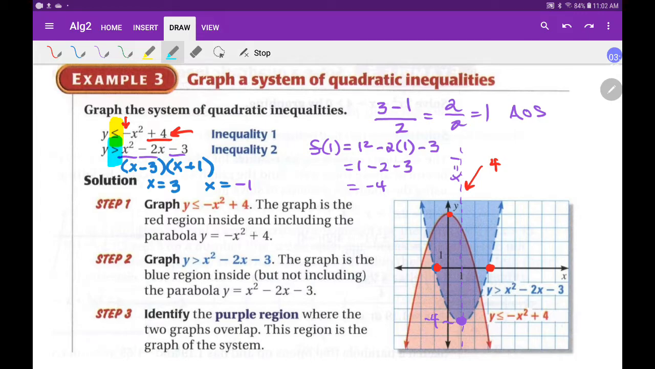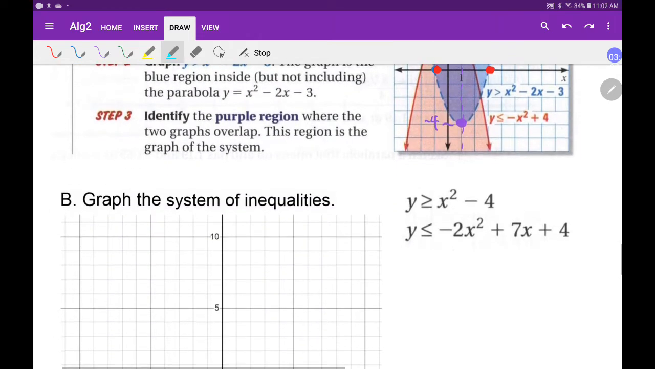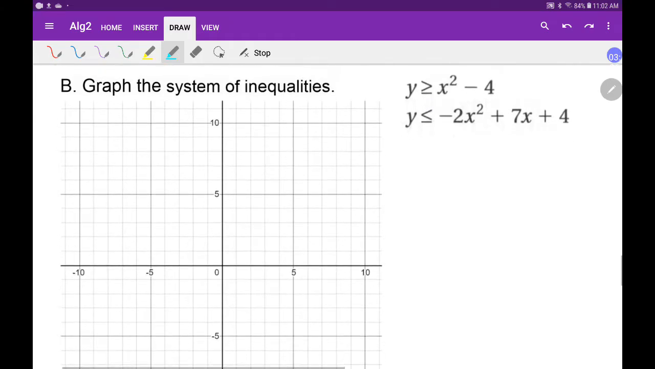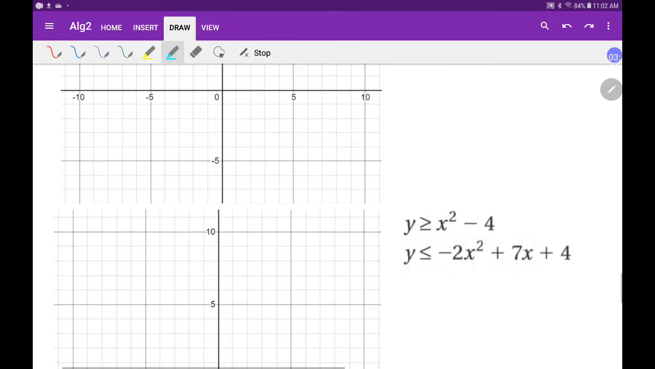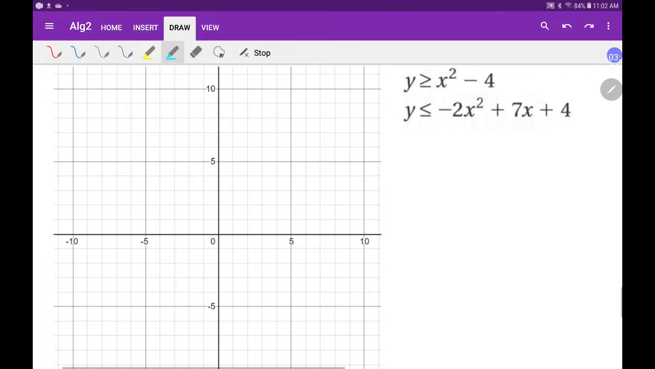We graph two parabolas, and one of them is everything underneath, and the other is everything on top. So the purple, I guess you call that purple in between, is the solution. Anywhere in the purple field between the blue and the red, that's your solution. So now I'm going to show you this one. And actually I'm going to go down where I have a bigger graph. I think it's better down here. We'll see how it goes.